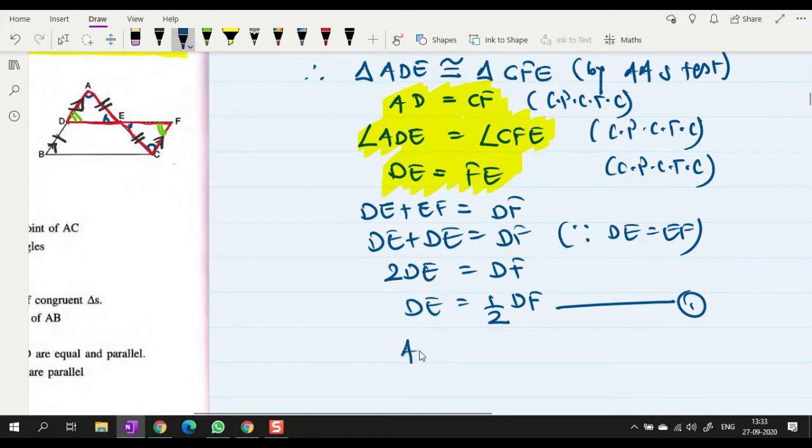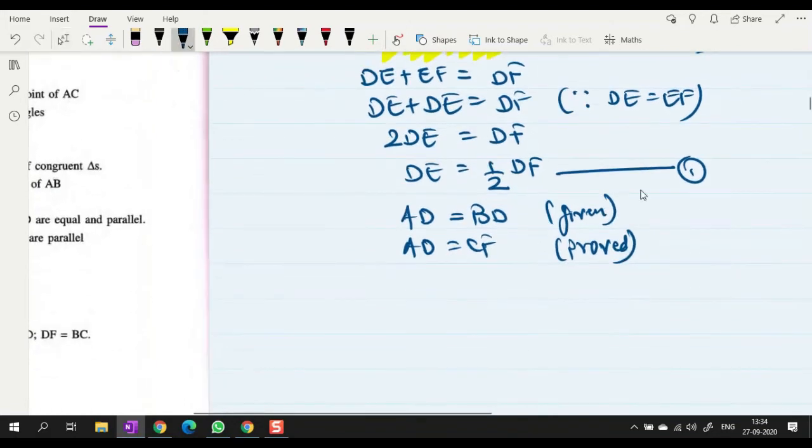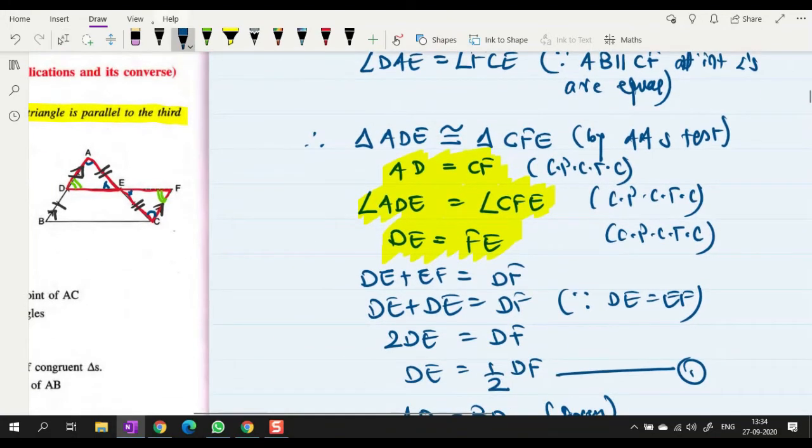See, AD is equal to BD, right? This is given because D is the midpoint, and AD is equal to CF. This is proved by us. AD is equal to BD because D is the midpoint of AB, and AD is equal to CF because that is proved by CPCTC. So we can say that therefore BD is equal to CF. I have proved that.